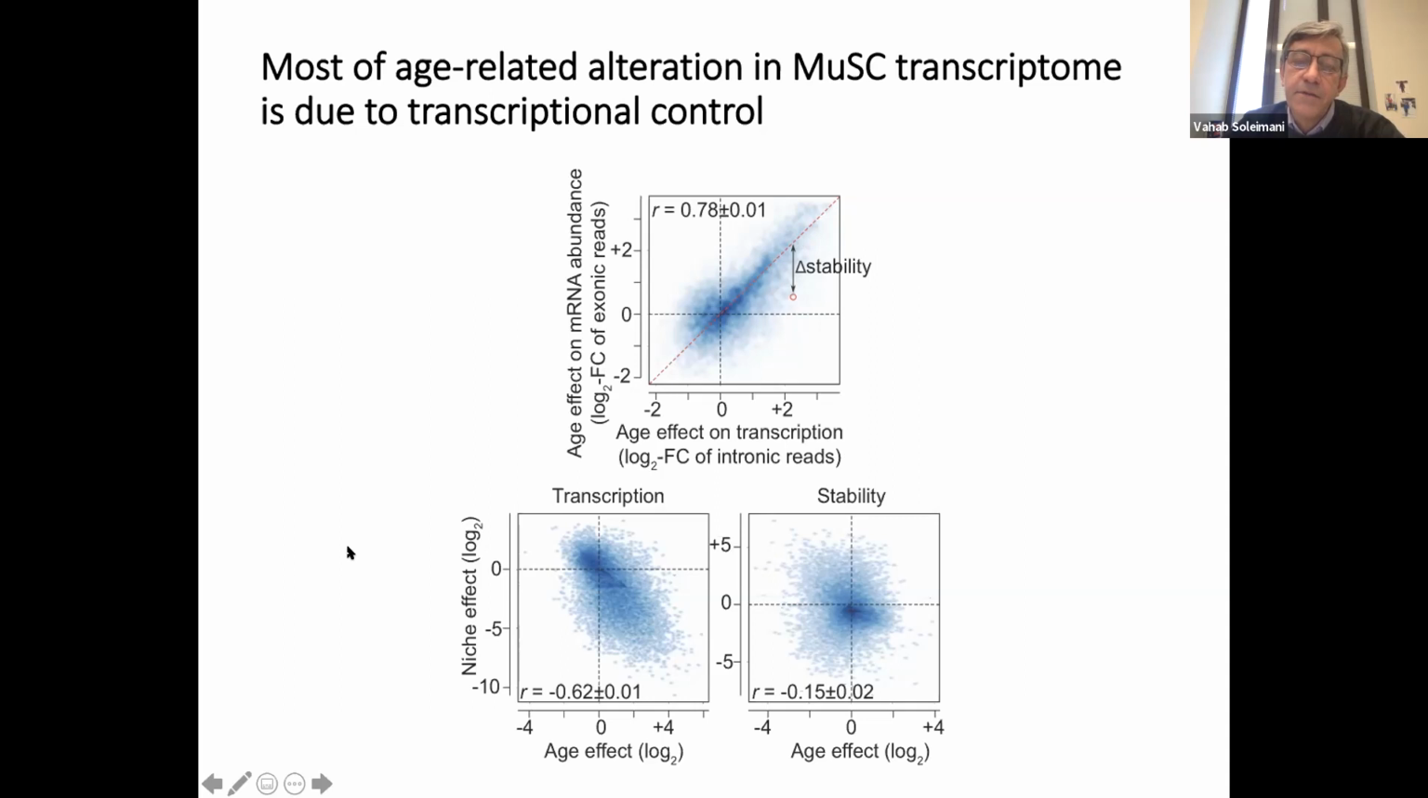Now, when we take the cells from the old and we put them in the young, and then we see which genes have been reversed back, the altered transcriptome by the niche, again, we see this very nice correlation in terms of transcription, but we don't see anything in terms of stability. So you just see this blob right here. So it seems like post-transcriptional modifications do not seem to be playing any significant contribution to the altered transcriptome between young and old, or in the reversal process that we expose to the niche. It must be at the level of chromatin and epigenetics.